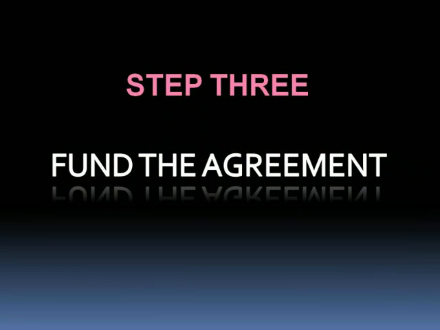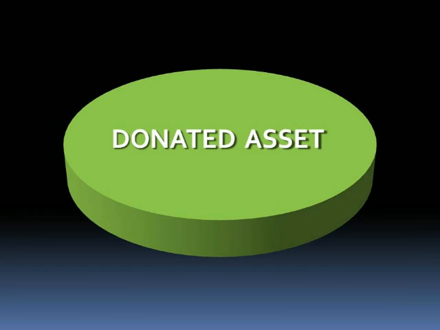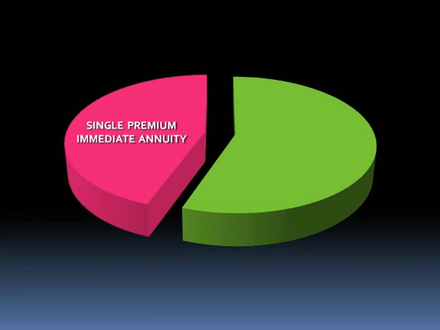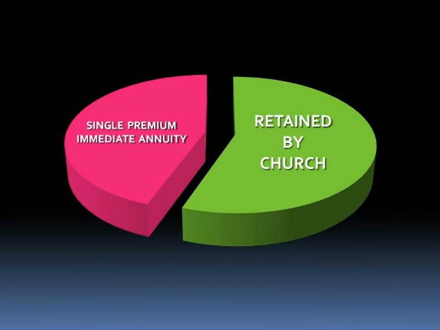Third, to fund the agreement, your church uses a portion of the donation to buy a single premium immediate annuity on the life of each donor for the amount of its payout obligation. A 1-page agreement, which complies with the laws of your state, outlines each party's obligations. Your church keeps the difference and can immediately fund a ministry or add it to the endowment fund.